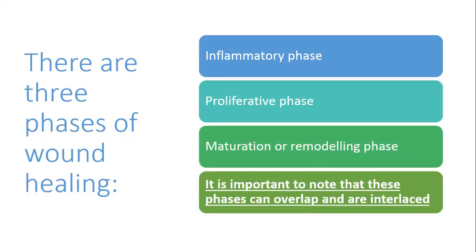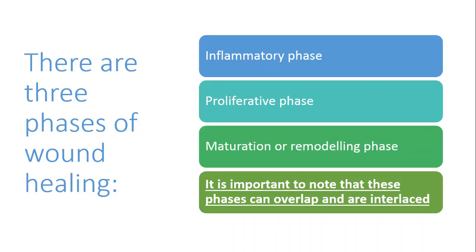So we have three phases of wound healing. We're going to jump right into it. The first one is the inflammatory phase. The second one is the proliferative phase. And then we get the maturation or remodeling phase.